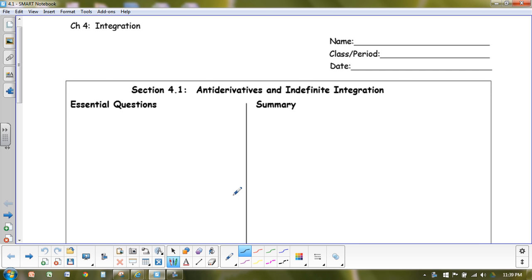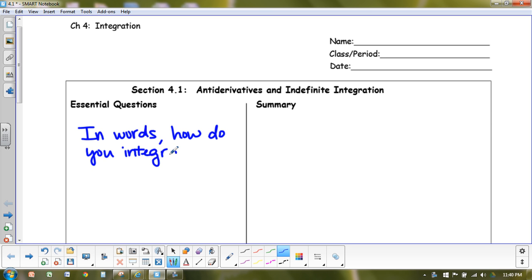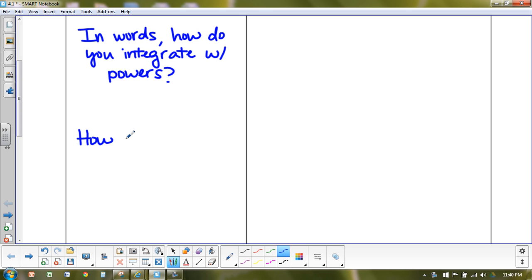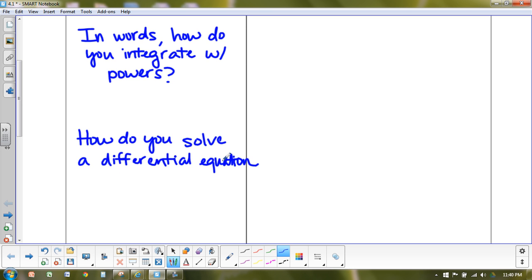Alright, so for 4.1, your essential questions are, in words, how do you integrate with powers? And then your second one, how do you solve a differential equation of the form f double prime of x equals, and it could be any formula that they give you.